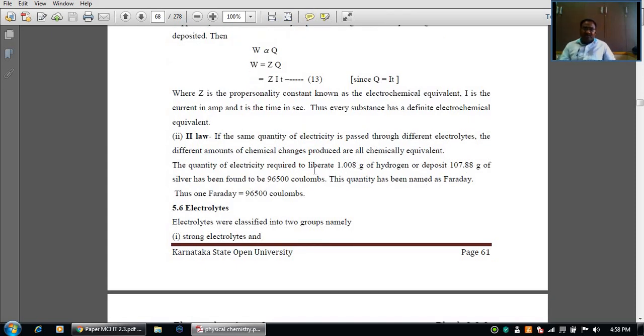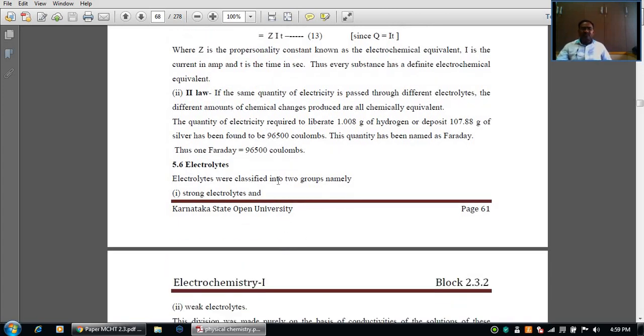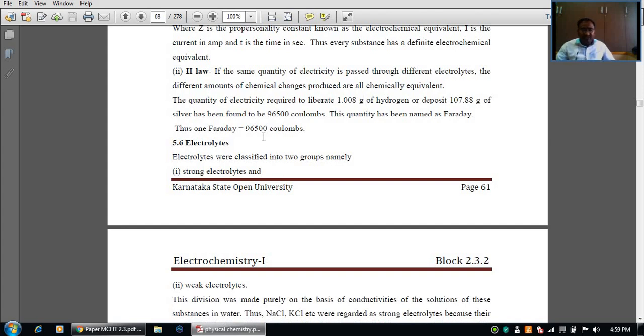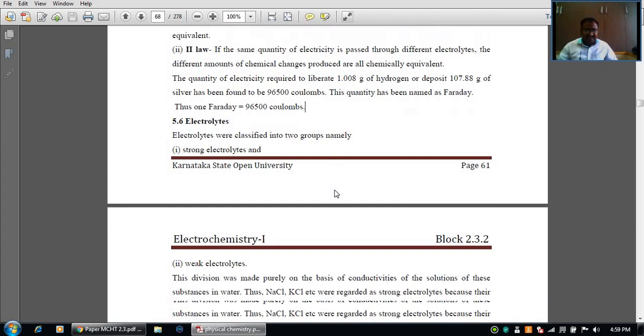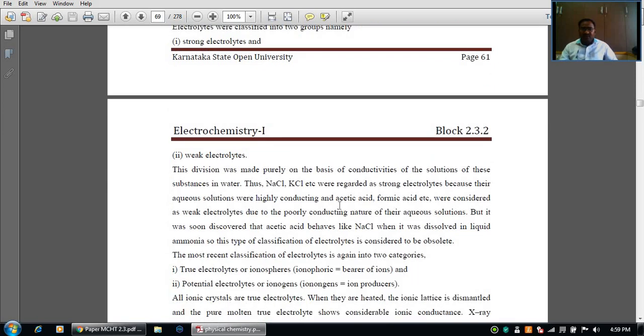The quantity of electricity required to liberate 1.008 gram, the atomic mass of hydrogen, means 1.008 gram of hydrogen is deposited. In that, silver is what? 107.88 gram of silver has been found to be deposited by 96,500 coulombs of electricity. That means 1 Faraday is equal to 96,500 coulombs of electricity.